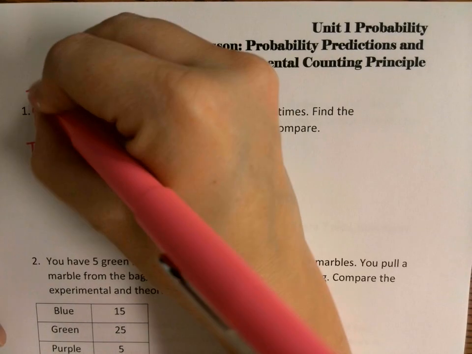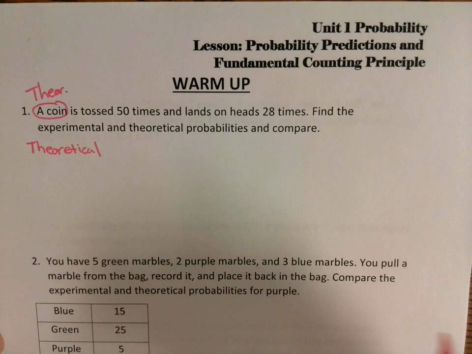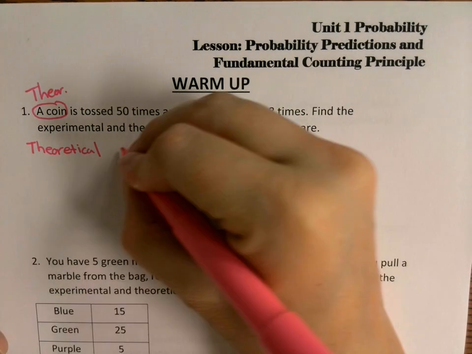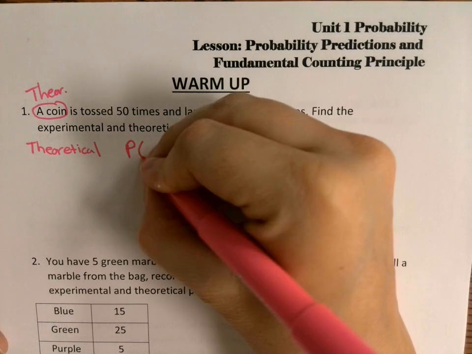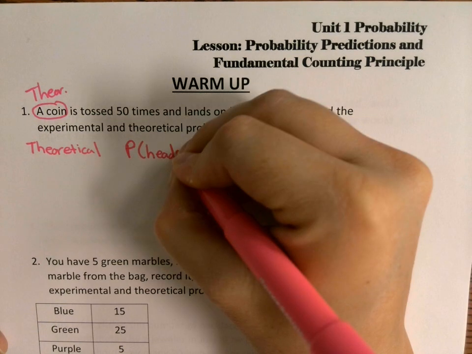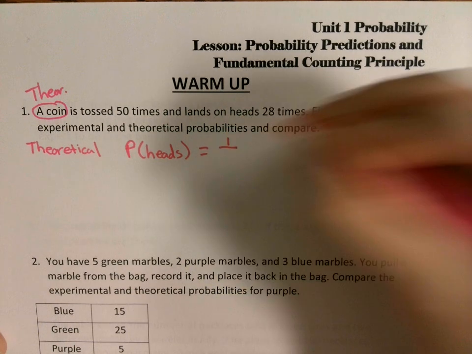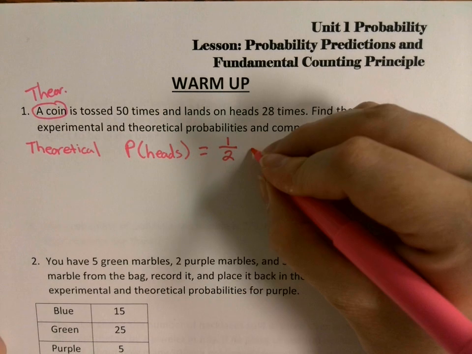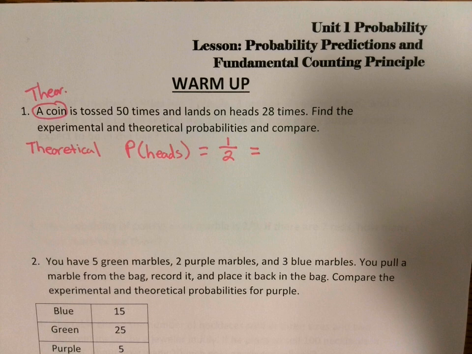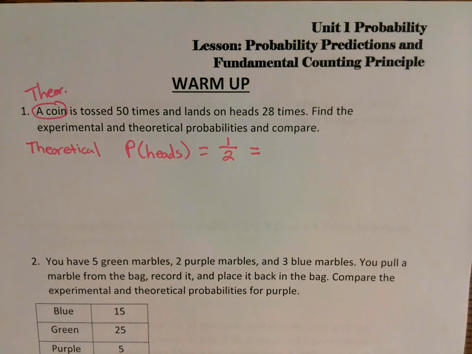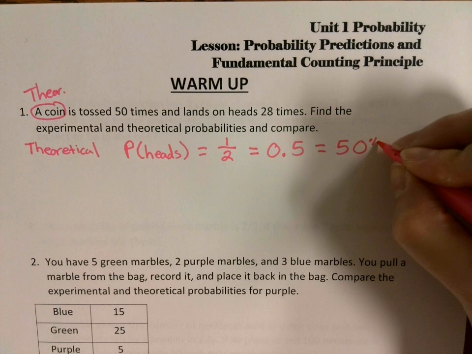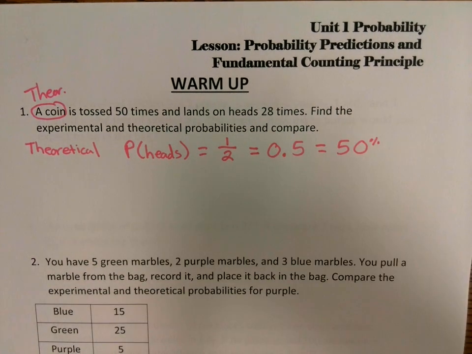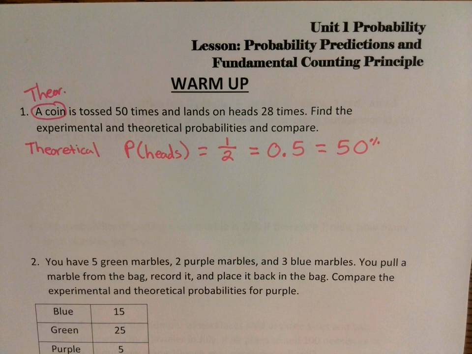For a coin, what is the probability that it's going to land on heads? 1/2, right? Heads occurs one time on the coin out of 2 possible outcomes. Remember, you want to make sure you identify it in fraction, decimal, and percentage format. So we've got 1/2, we've got 0.5, we've got 50%. You need to know all 3 formats because you don't know which format they're going to use. Okay, that's our theoretical probability.